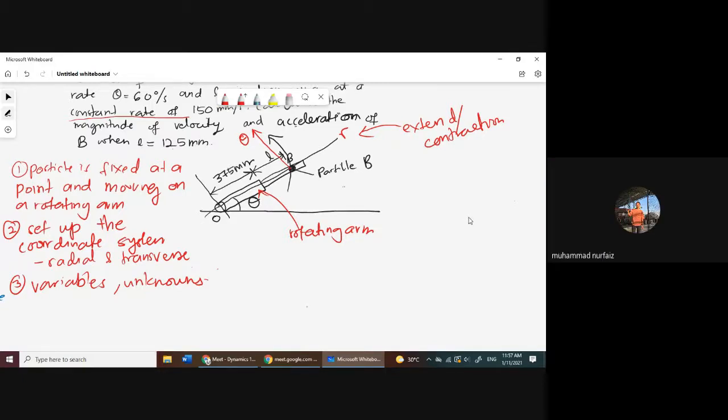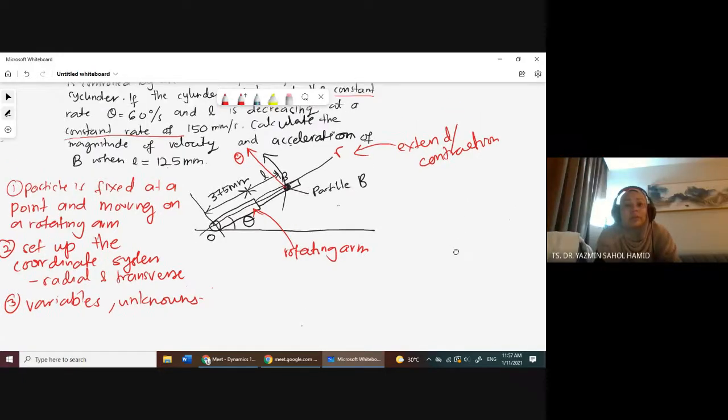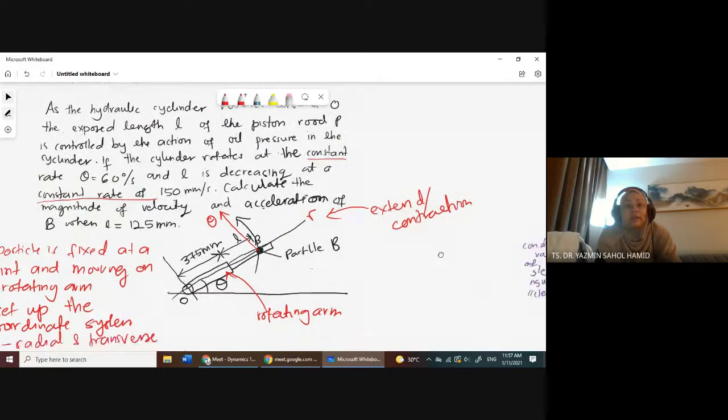Boleh, okay. Alright, let's come up with the variables. Let's read down the question again so that we understand what the variables are.